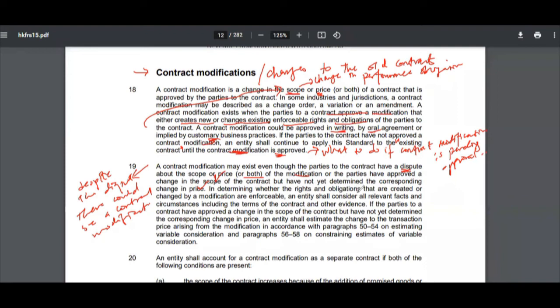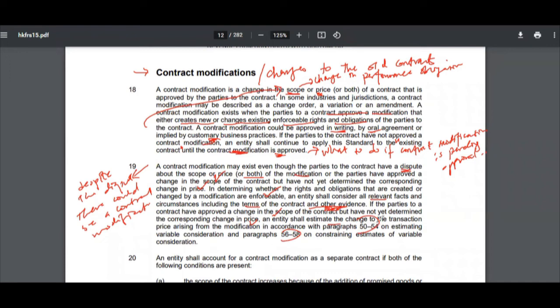In determining whether the rights and obligations that are created or changed by a modification are enforceable, an entity shall consider all relevant facts and circumstances, including the terms of the contract and other evidence, right? So you need to understand the whole situation. You have to exercise your own professional judgment or skepticism to account for such a transaction. If the parties to the contract have approved a change in the scope but not yet determined the change in the price, an entity shall estimate the change to the transaction price arising from the modification in accordance with these paragraphs, right?